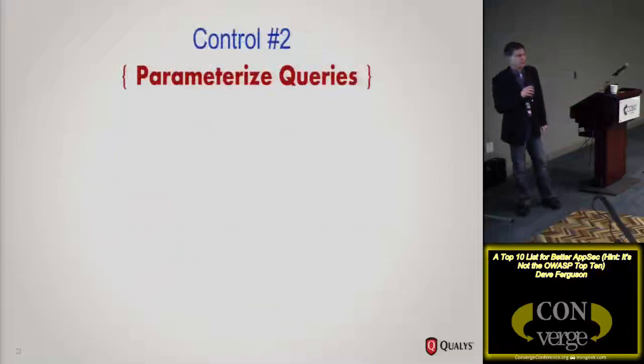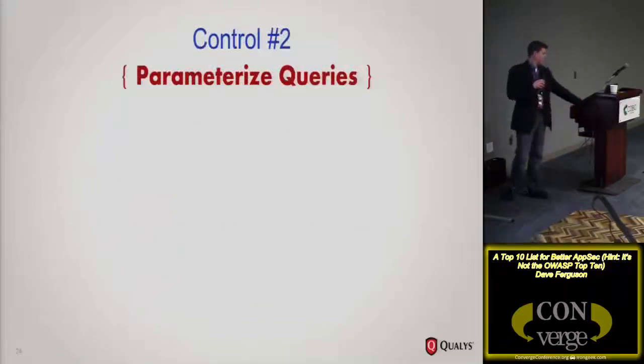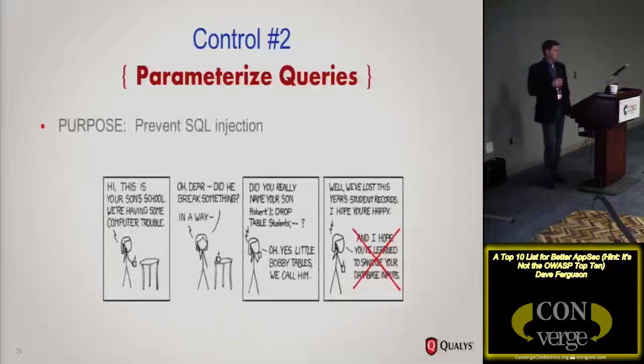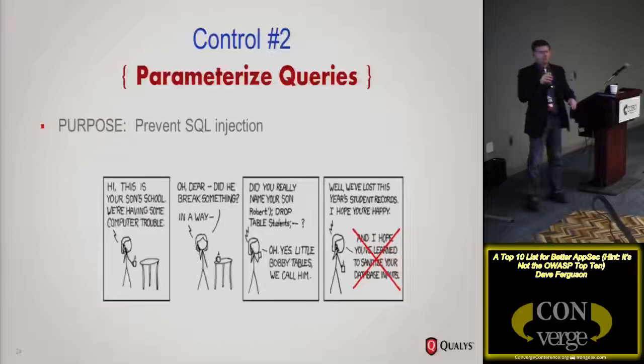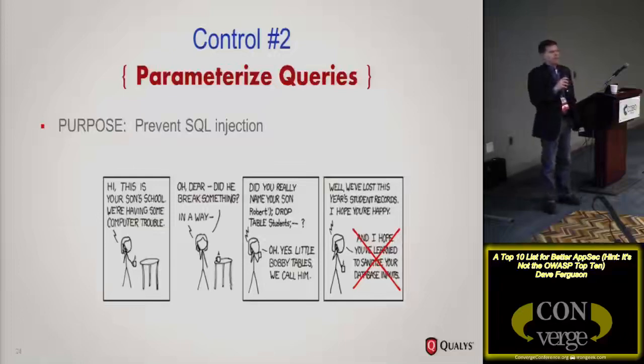We're up to control number 2, which is parameterized queries. And so the purpose is to prevent SQL injection. I'm sure most of you have seen this comic from XKCD, the little Bobby Tables strip.